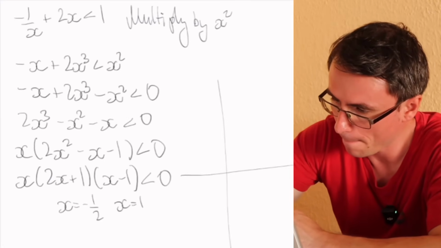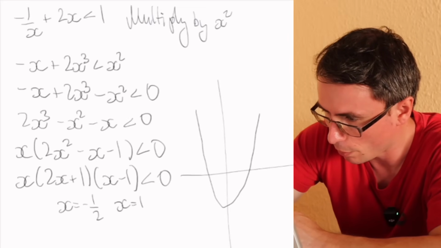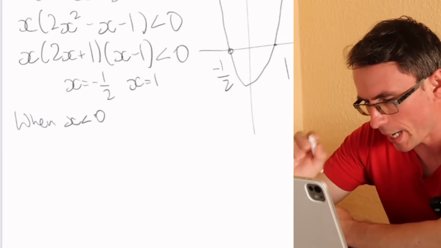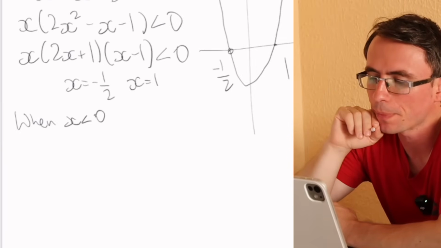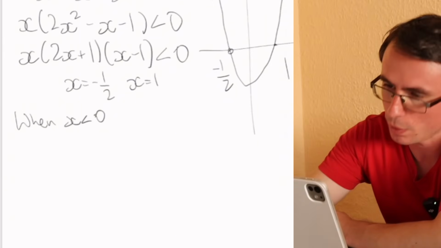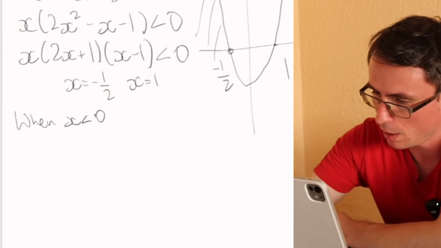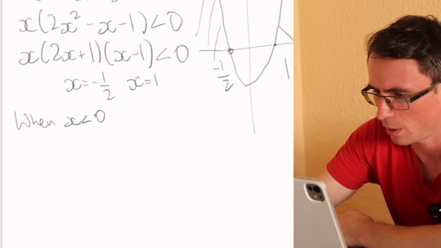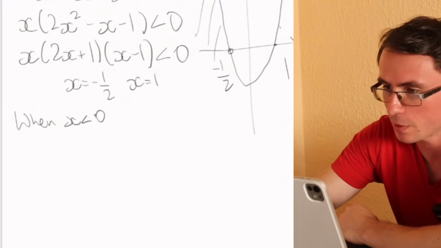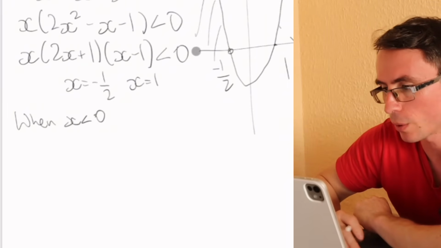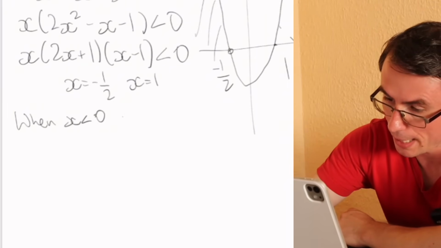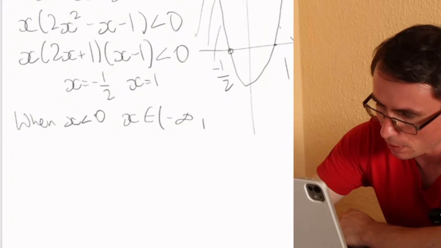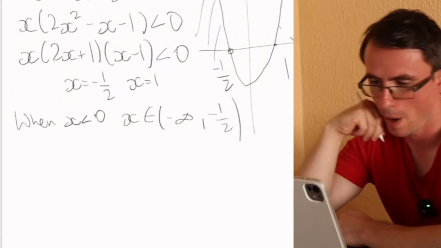So let's take a very similar approach yet again. Here's our quadratic. It's going to pass through minus a half, and then it's also going to pass through 1. When x is less than 0, the quadratic is positive in two regions. It's positive over here, and it's positive over here. We can kind of forget about this region though, because x has to be less than 0. So we can just write down that x is going to be from negative infinity sandwiched between minus a half.